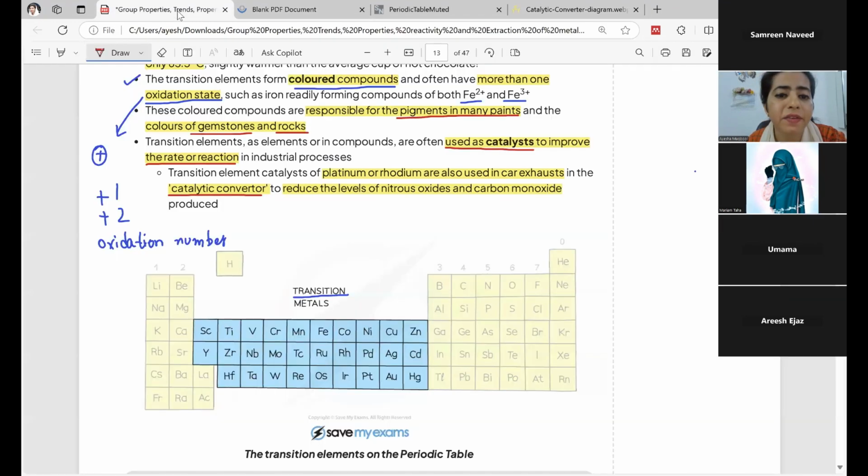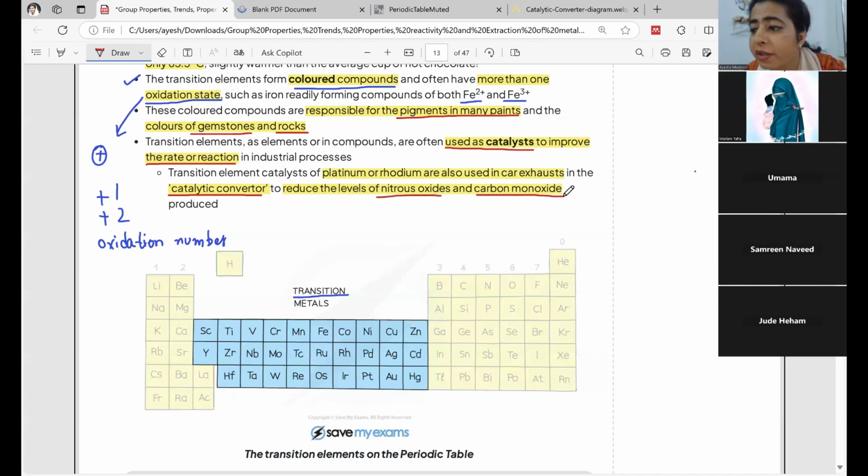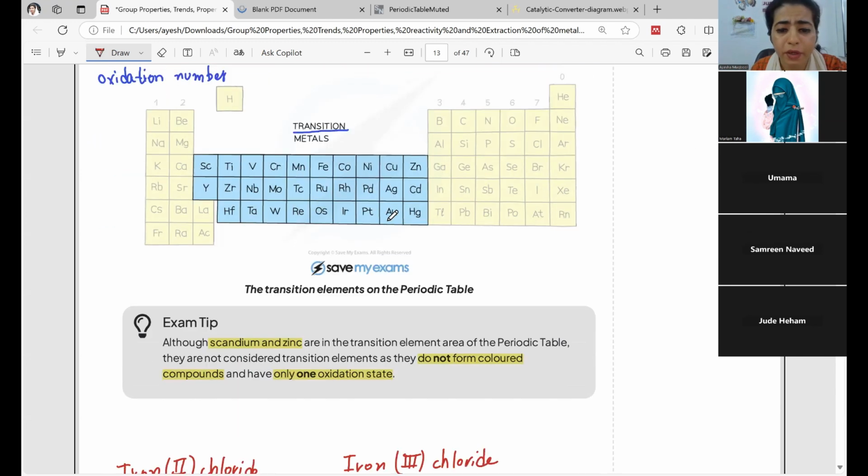Harmful gas examples are nitrous oxides and carbon monoxide. They are produced from the car when the fuel burns. If they directly go into the air, they will be very dangerous. So the catalytic converter will convert them into less harmful gases. Which catalysts can we use? Platinum and rhodium. Both are transition metals. They are useful in the catalytic converter, helping the reaction proceed and making the reaction faster so that they can convert into safe gases. Okay, let's move to some other application.